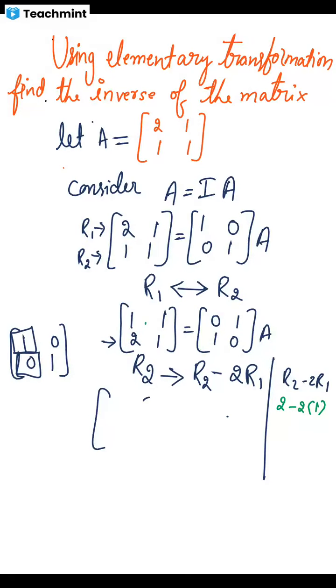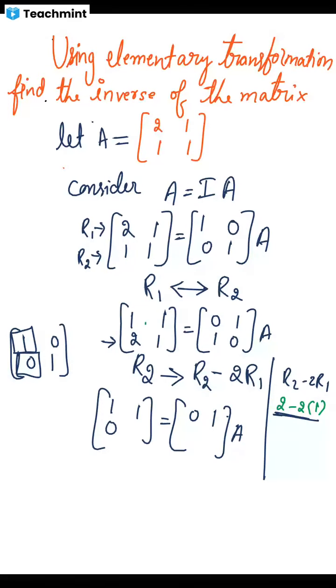Row 1 elements are as they are: 1 1 0 1. Row 2, first element 2 minus 2 gives 0. For the second element, this is my row 2 element and this is my row 1 element: row 2 is 1, row 1 is 1. So substituting, 1 minus 2 into 1, so 1 minus 2 is minus 1. Now next, solve these two. Row 2 element is 1 minus 2 into the corresponding row 1 element 0, which gives 1.